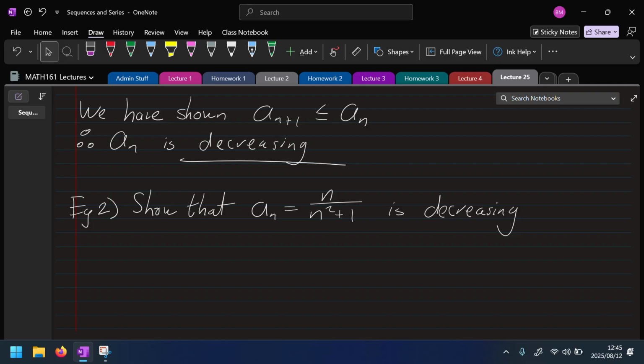So we're going to assume that a_{n+1} is less than or equal to a_n. Okay, we're going to start assuming that it's decreasing. Then we're going to write out a lot of algebra steps, and we're going to end up showing that this statement is actually true, which is what we wanted to show. So this is equivalent. We write it like this with the double arrow.